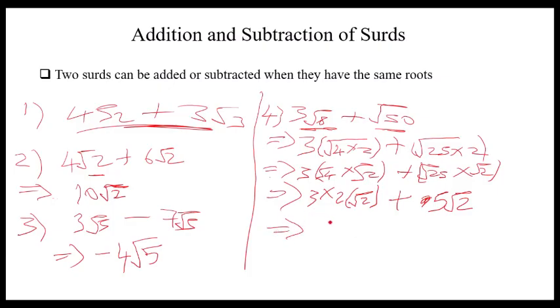So 3 times 2 is what? 6. 6 root 2 plus 5 root 2. Right? 6 plus 5 is what? 11 root 2. 11 root 2. That's our answer. You can try and do this with your calculator. You're surely going to get this.